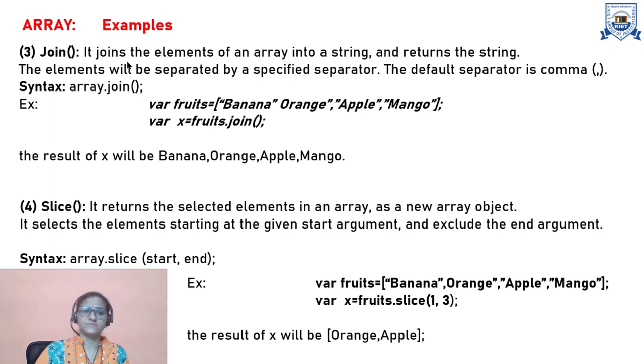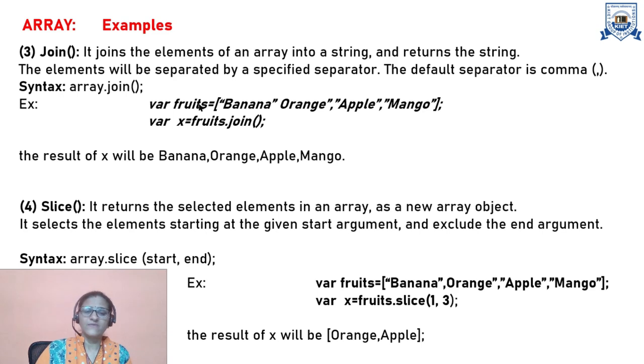Join. It joins the elements of an array into a string and returns the string. The elements will be separated by a specified separator. You can provide it, and if you don't provide any separator, by default it is a comma. The syntax is array.join.